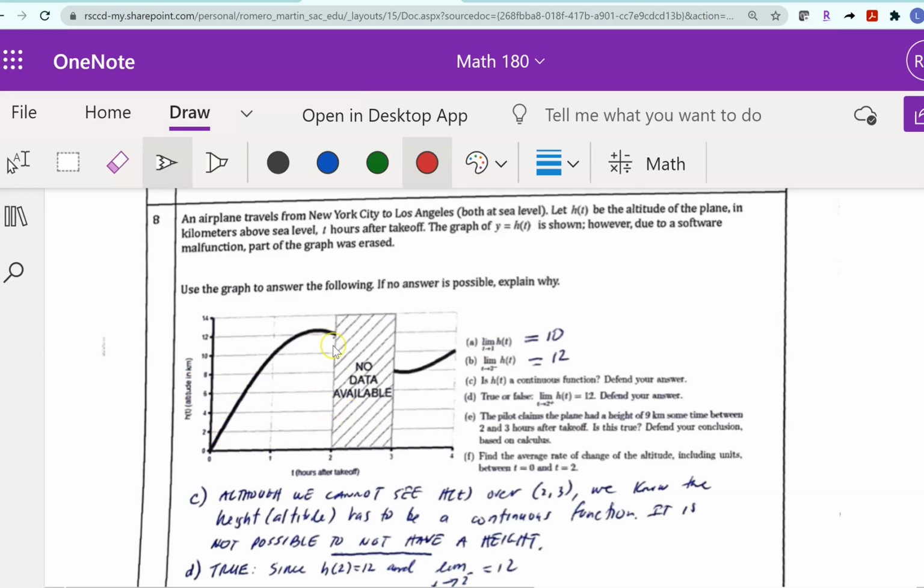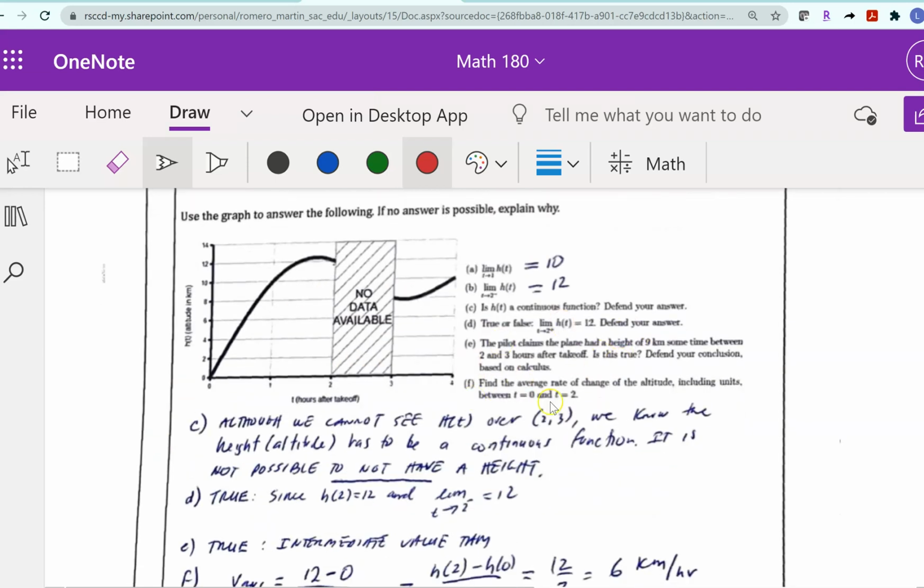The height of a plane, well, there's no way that a plane can just stop and disappear. Potentially now with all those unidentified aerial phenomena, UAPs, maybe this can happen now, but within the current constructs of our limits, we will have a continuous function here. And that's where all these answers come from.